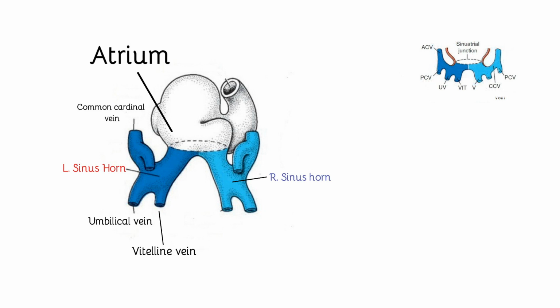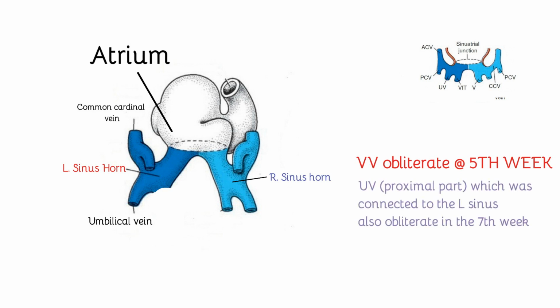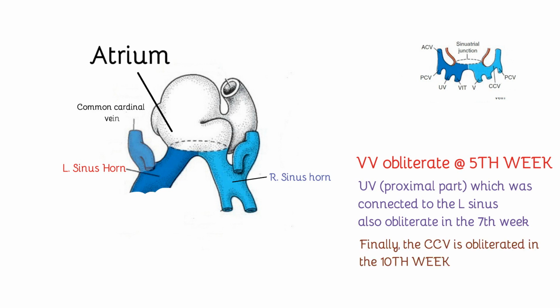The left sinus horn begins to lose its importance following the obliteration of the left vitelline vein during the 5th week of gestation. At about the 7th to 8th week of gestation, the proximal part of the left umbilical vein loses its connection to the heart and disappears following a well-structured anastomosis in the liver. However, the final decimation to the importance of the left sinus horn is the obliteration of the left common cardinal vein during the 10th week of gestation.